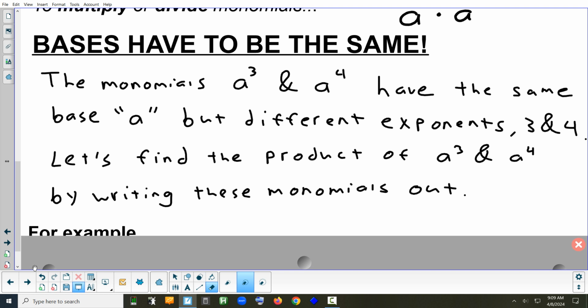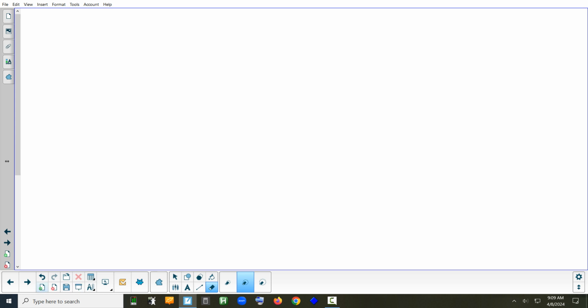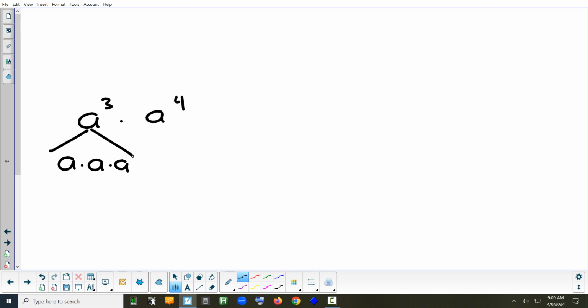Let's write this out and see if we can figure out what a to the third times a to the fourth is. Okay, so let's write it out. Let's start with a to the third. Can somebody tell me what does that mean if somebody didn't understand this exponent of a 3? I'm going to multiply a together 3 times. Okay, that's what that part means. Then we have another dot. And then what about a to the fourth? Yeah, we're going to multiply the a together 4 times.